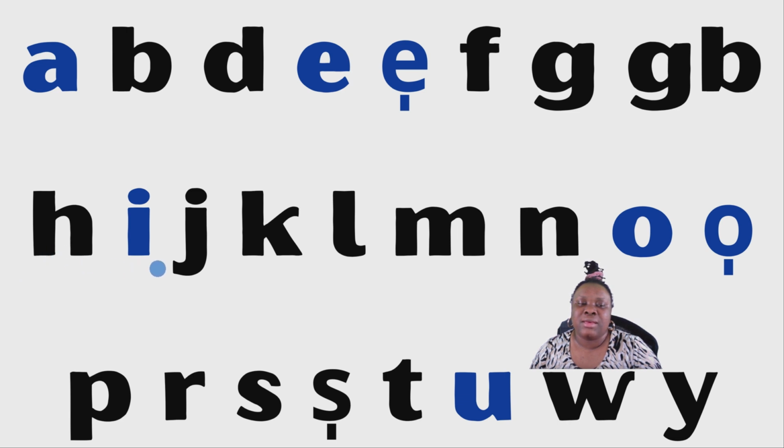A, B, D, E, Ẹ, F, G, Gb, H, I, J, K, L, M, N, O, Ọ, P, R, S, Ṣ, T, U, W, Y. Those are the 25 Yoruba letters.